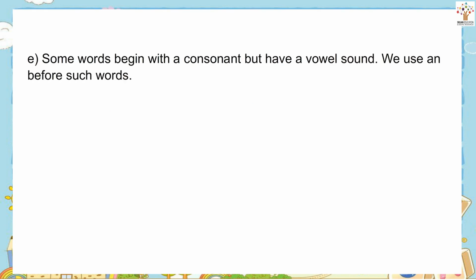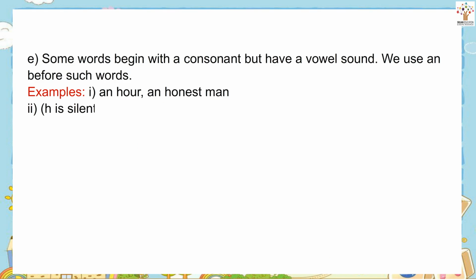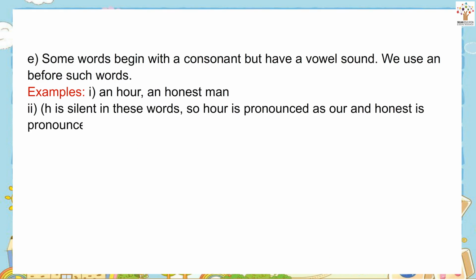Some words begin with a consonant but have a vowel sound. We use an before such words. Examples: an hour, an honest man. H is silent in these words, so hour is pronounced as our and honest is pronounced as onest. These are the different ways in which we use indefinite articles.